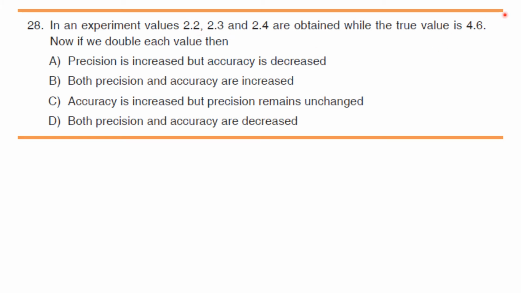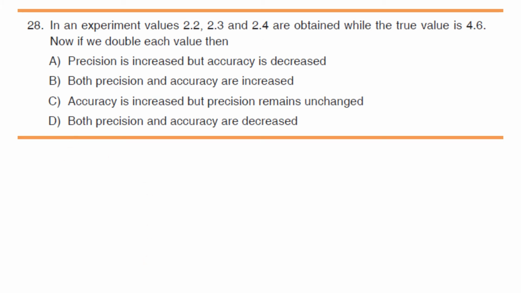So you're actually having a true value. Maybe it can be a length of a material, breadth of the material, and sometimes it can be a viscosity or refractive index, or whatever it is. So we don't need to understand what type of experiment we are carrying on, but it is given that 4.6 is the true value. And you are having different individual measurement values as well, 2.2, 2.3, 2.4, etc. Now what happens if you double these values? What happens to accuracy and precision?